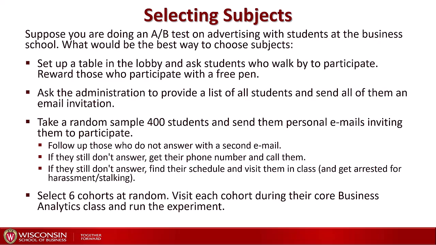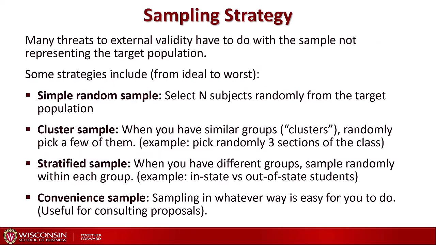This might be a good option because these students will understand what an experiment is, but maybe they are not your target population. So think about all of these when you are selecting your subjects. So now you know how you're going to recruit people, you know what treatments are going to be applied, you have to think about the sampling strategy, so knowing which unit is going to receive which treatment. There are many threats to external validity you have to deal with when you are thinking about the sampling strategy, because you might get a sample that doesn't represent the target population well.